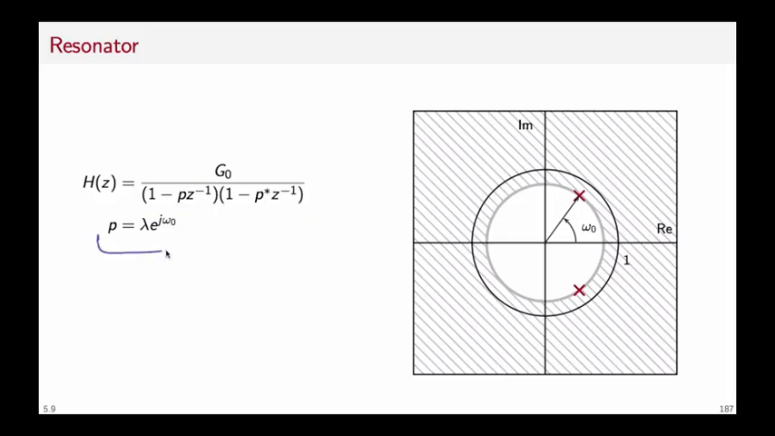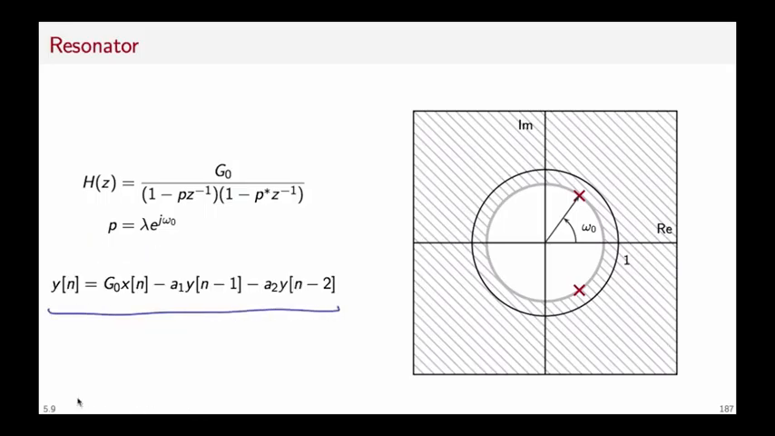As for the poles, we can conveniently express them as lambda times e to the j omega 0, where omega 0 is the frequency we want to select. In the time domain, the output is the gain times the input minus a1 y of n minus 1 minus a2 y of n minus 2. So we have 2 output samples that are delayed and fed back into the input. The coefficients a1 and a2 we can determine if we work out the product of these first order terms.